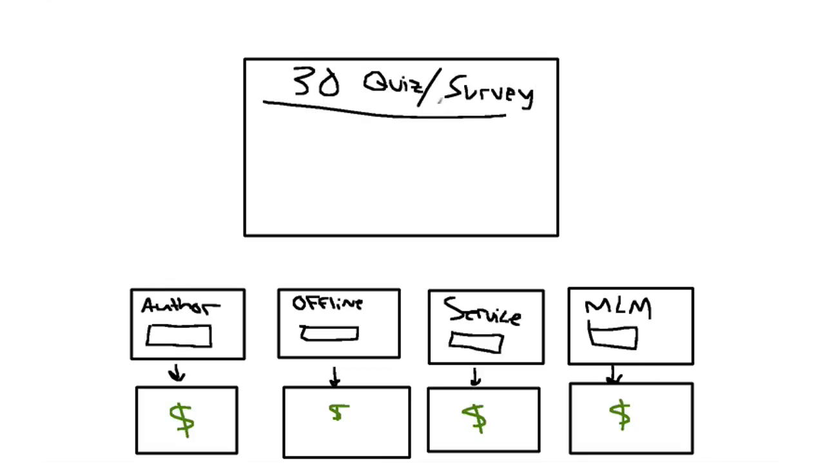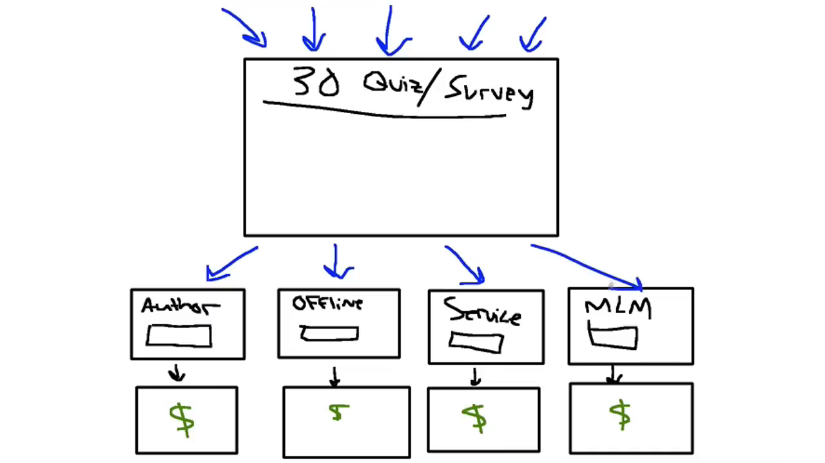Now on the survey, I'm asking a bunch of different questions, and my goal from all these questions is to figure out, from all of the different traffic sources that I'm driving into this funnel, who are my authors, who are my offline business owners, who are my service-based businesses, and who are my network marketers. Okay. Now, everything you see right here, typically we build all this inside of ClickFunnels.